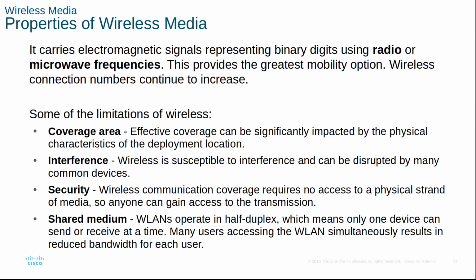Wireless is difficult to secure because everybody can access it. There's no required physical media that you have to connect to, right? You can see the transmission. So there's lots of security concerns with wireless, and it's a shared medium. Unlike wired, which generally operates in full duplex, wireless only uses half duplex, which means one device can send or receive at a time. And the more users you have in a wireless network, the lower your bandwidth is going to be.